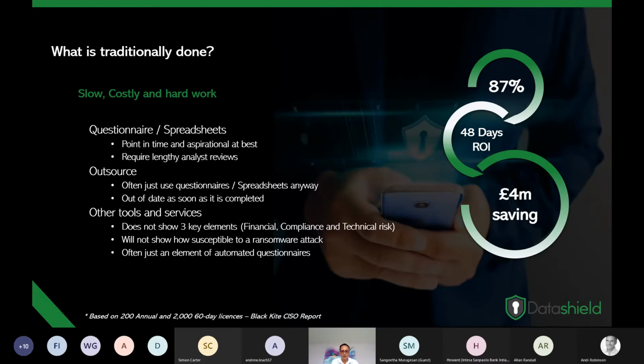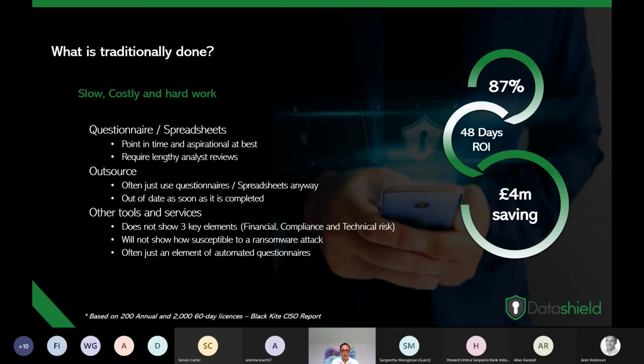And if you based it on a large organization that wanted to have, say, 200 critical suppliers that they want to get a continuous cyber risk assessment annually, and maybe 2,000 other suppliers that are very important to them, they maybe share information with them, but they just want to do a 60-day assessment once a year or twice a year, you're talking around about £4 million worth of saving against traditional costs, because the average cost of producing a questionnaire, following it up, chasing it through, analysing it, from the CISO report that Black Kite produced, is roughly £2,100.